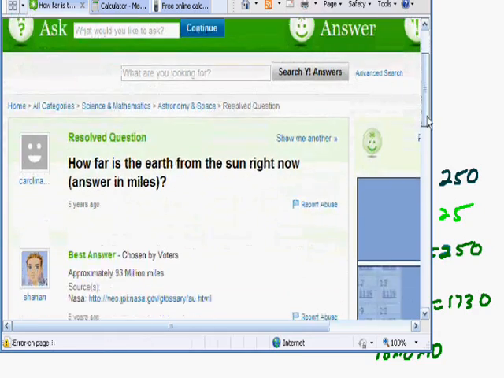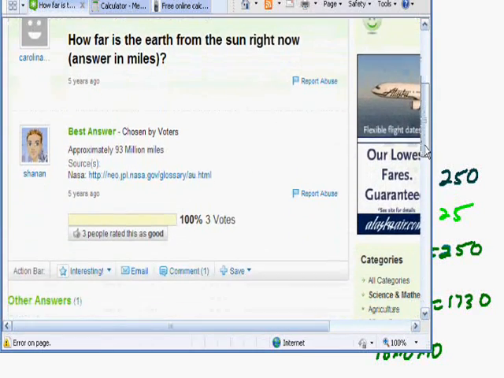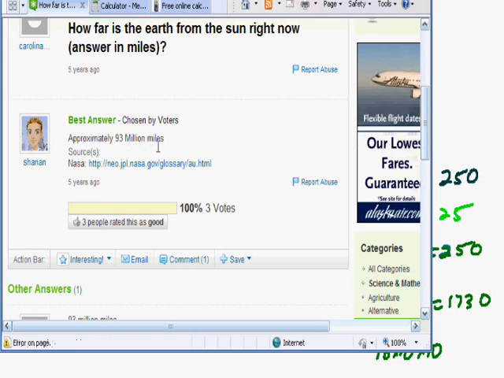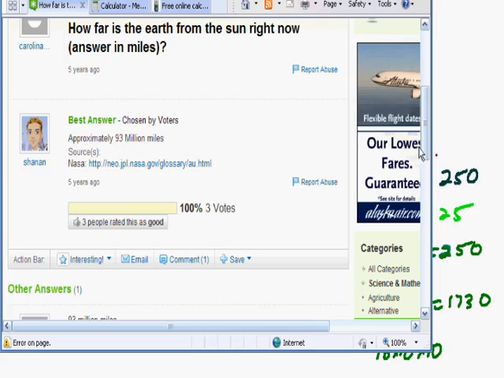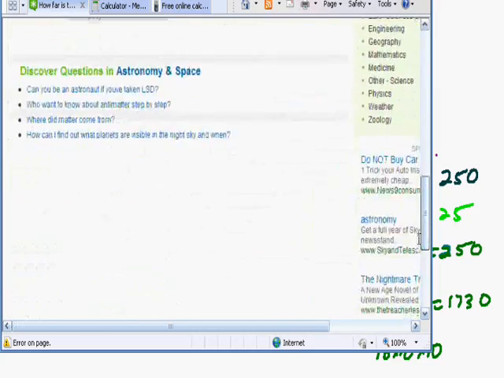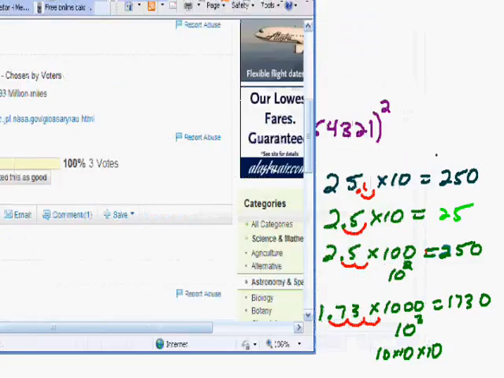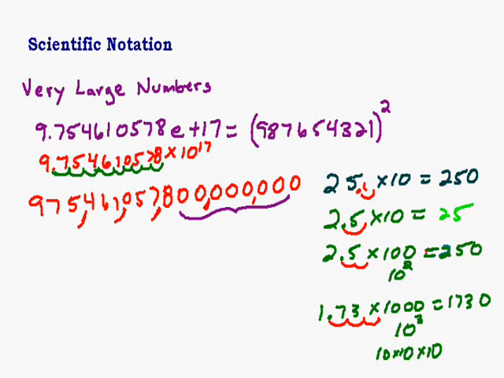So this website is telling us how far is the Earth from the sun. 93 million miles, approximately 93 million miles. It's not exact. I mean, it's not going to be exactly 93 million. When we're measuring something that far, we end up estimating. Let's look at that number, 93 million.